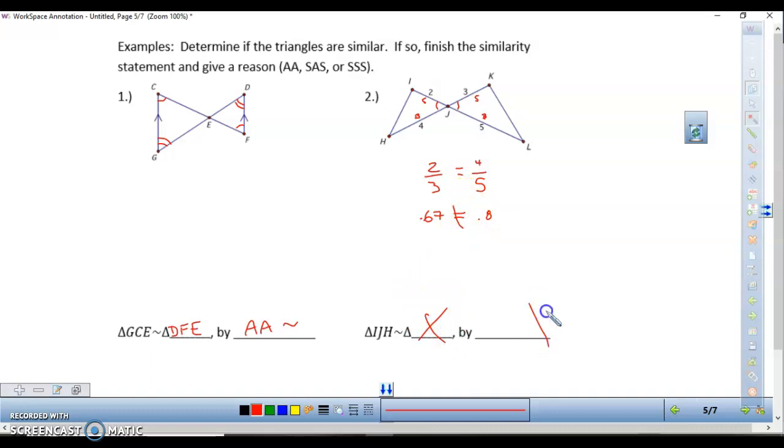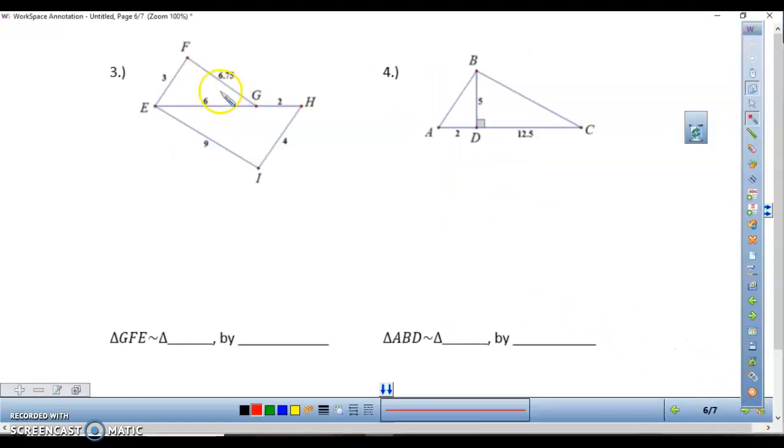So, bam, nothing I could do there. It looked like it might be side angle side, but at the end of the day, it wasn't. All right. Now, sometimes the triangles are going to be attached or they'll be overlapping, like in this case. And if that's the case, you guys, it may be helpful to draw them separately.